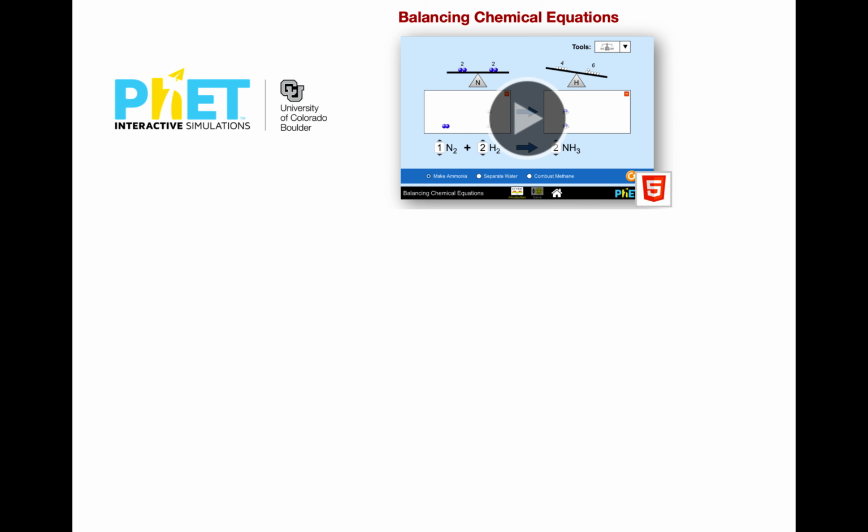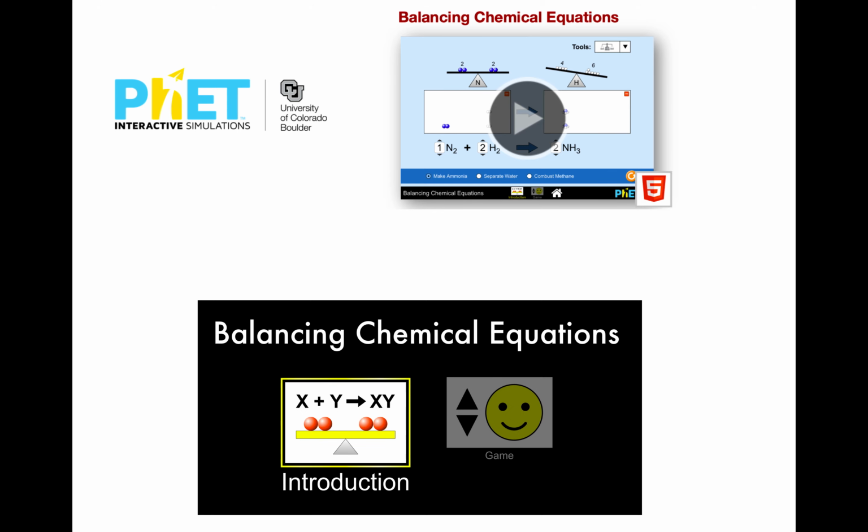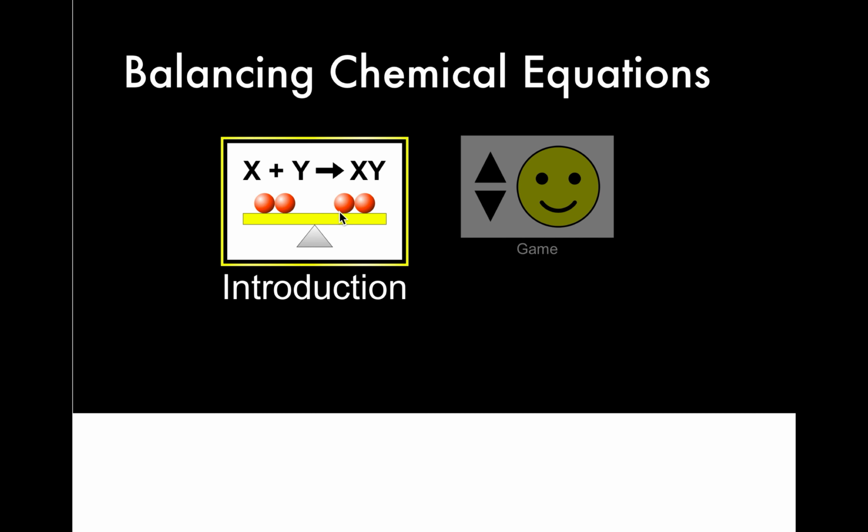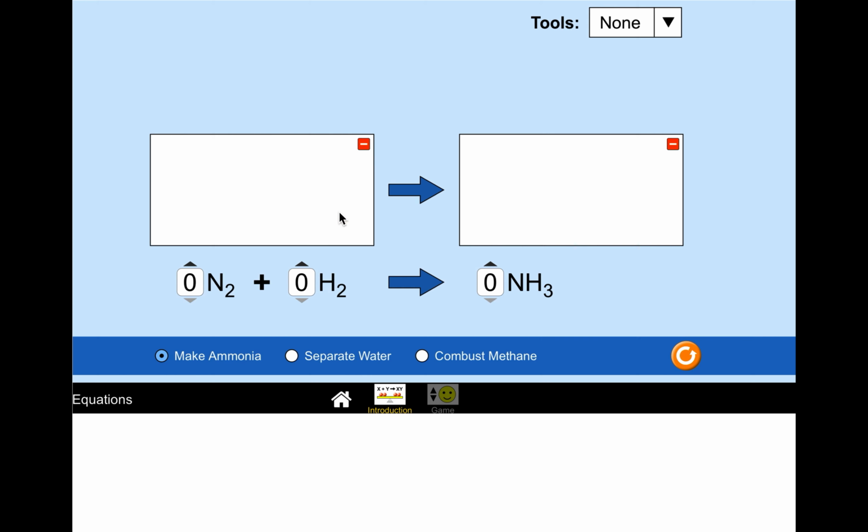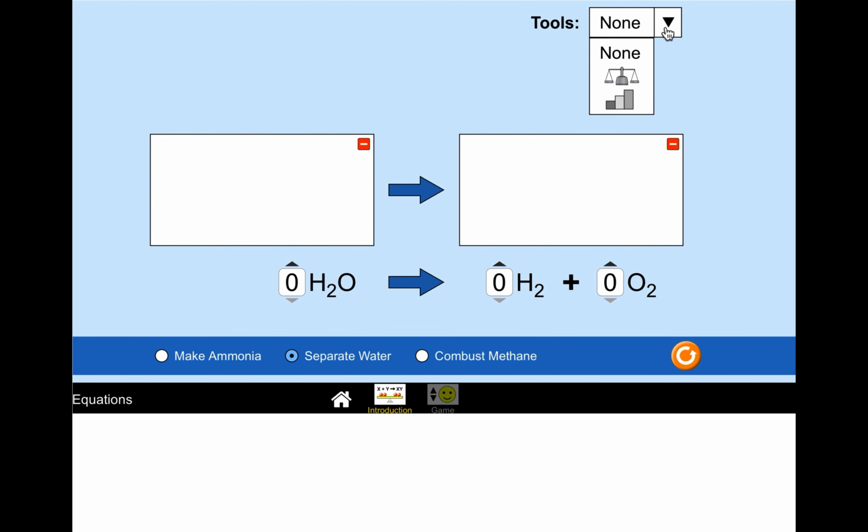A resource to explore this is at the PhET website. One of their sims is called Balancing Chemical Equations. It has both a game mode and an introduction mode. Here's the introduction. There are 3 different reactions: making ammonia, separating water, and combusting methane. Let's look at separating water.